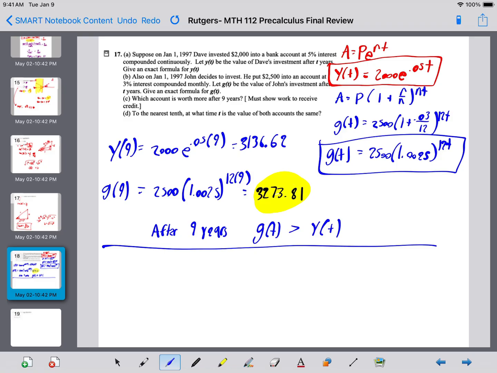And it says at what time, so that's x or t equals, I'll say is approximately because it's at the nearest tenth, 11.1. Okay. So that was question 17.